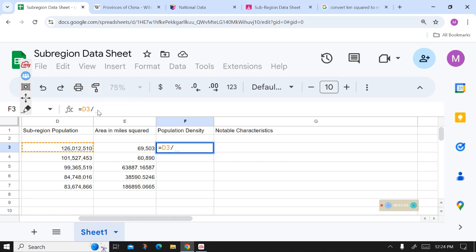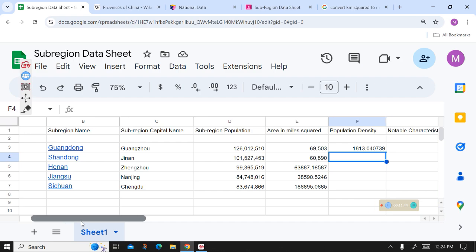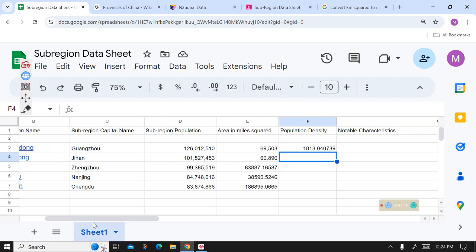This symbol will let us divide. The number we want to divide by is the corresponding area of that region. So now I don't want to type in the number 69503. What I want to do is just put the name of this cell, and the name of this cell is E3. So I type in E3, and if I press enter, look, the number gets calculated. So this tells me that there's 1,800 people per square kilometer in Guangdong region of China.